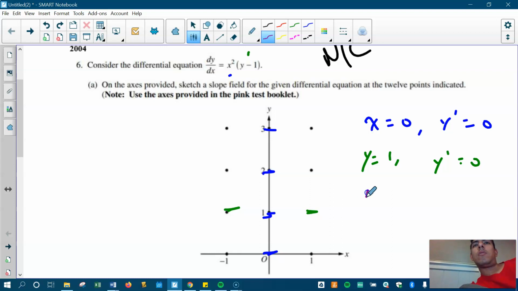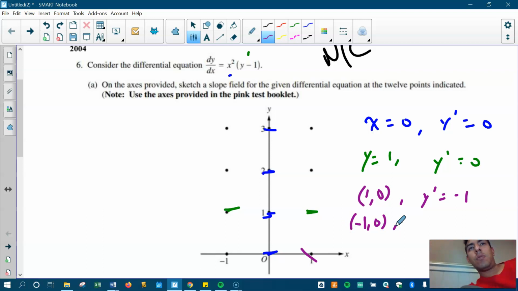1, 0: 1 for x, 0 for y. It looks like y prime is going to be negative 1. A negative 1 slope is going to look something like this. Let's do negative 1, 0 there as well. Negative 1 squared is 1 again, which means it's just going to be 0 minus 1, which is negative 1 again. So here we go, negative 1.